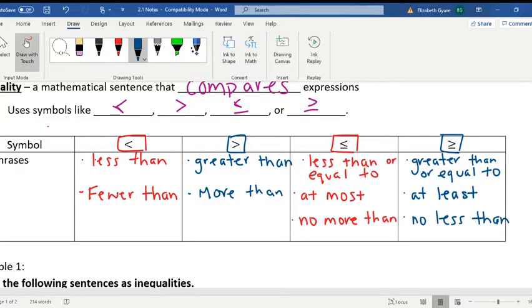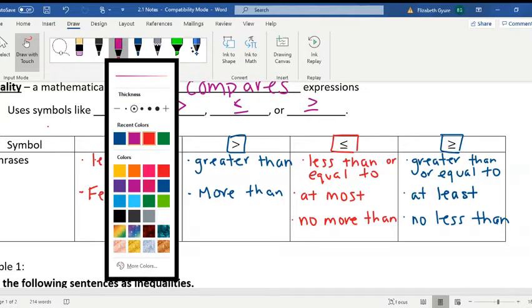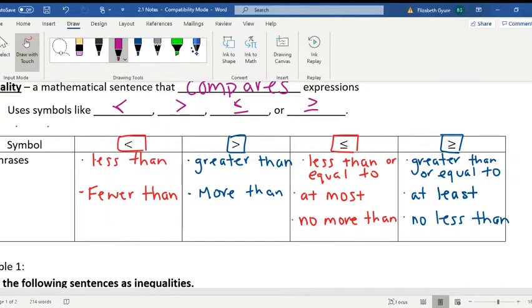Okay, so those are some different ways you could see that. Any questions so far? No? Okay. People at home, are we good so far?